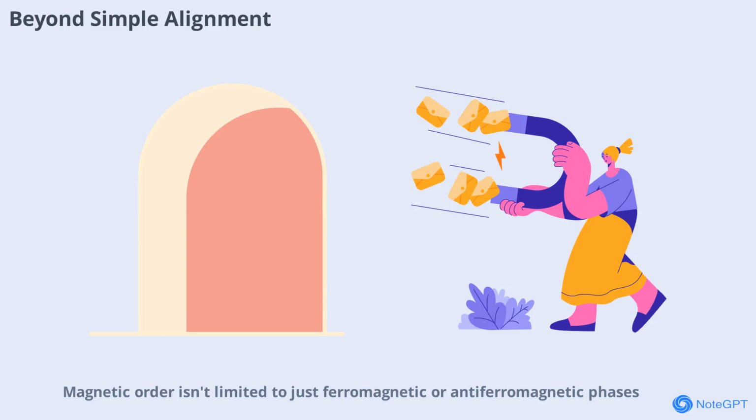Magnetic order isn't limited to just ferromagnetic or antiferromagnetic phases. Many materials exhibit more complex spin arrangements, resulting from subtle interactions within the crystal. These states include ferrimagnetic, canted, fan, and helical phases. Each represents a unique balance between competing forces, such as local crystal fields and neighbor interactions. Understanding these complex orders is essential for developing new magnetic materials and technology.